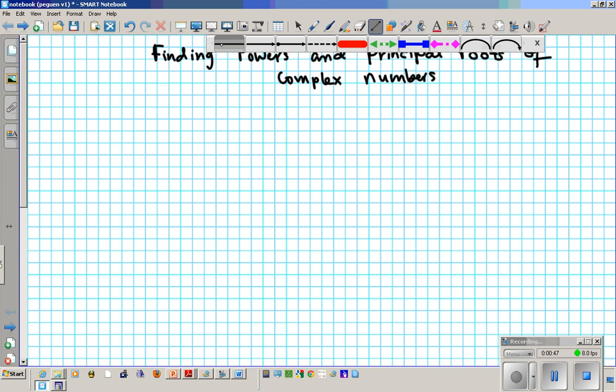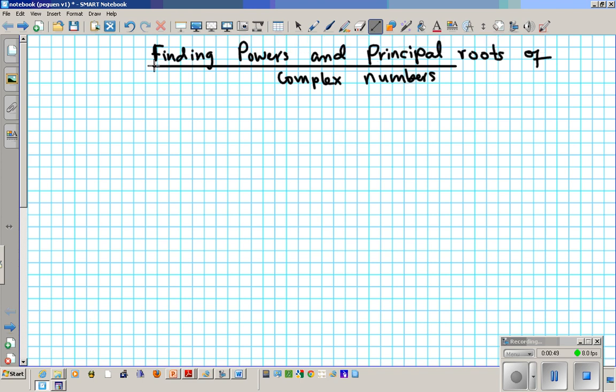Okay, so what we're going to do, we're going to take a look at two examples. The first one involves finding a power, and the second one involves finding a principal root. So, example one: find 3 minus root 3i to the fourth power.